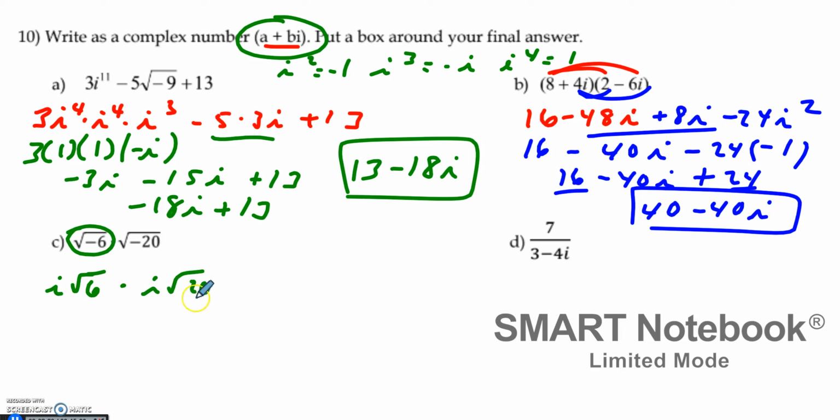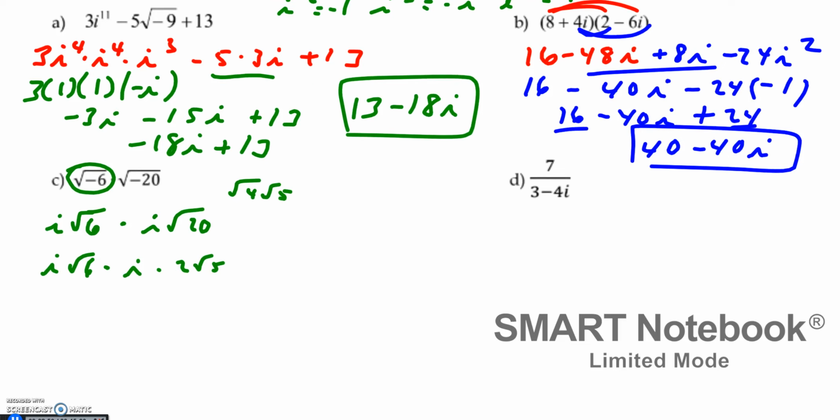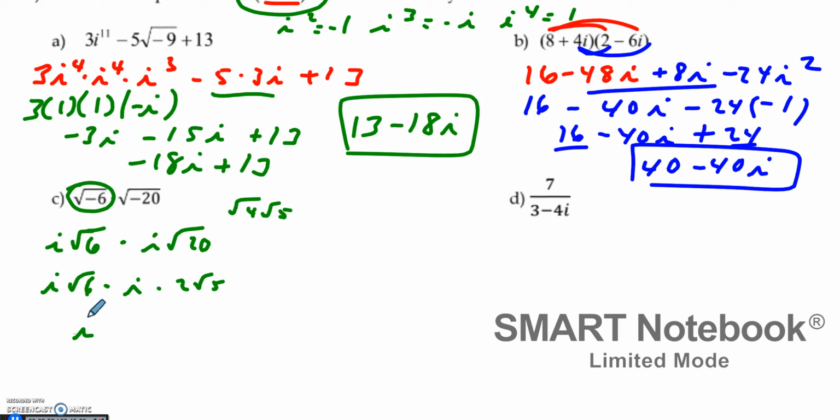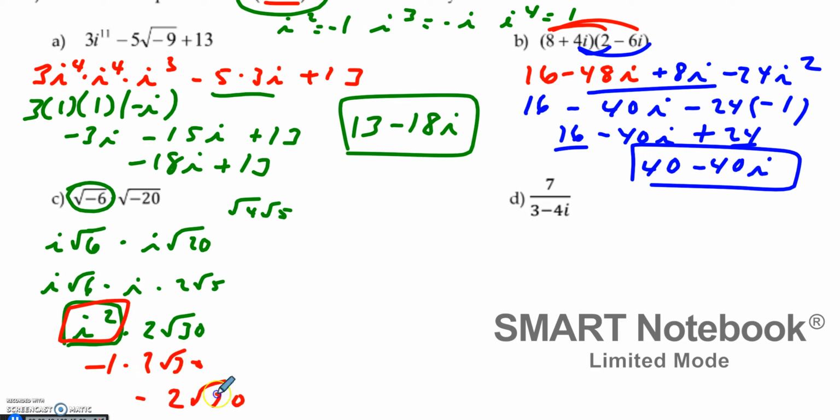Now root 20 can split. So we have i root 6 times i times the 20 is really root 4 and root 5. So this is really 2 root 5. So if we keep multiplying, i times i would get me i squared. Root 6 times 2 root 5 is really 2 root 30. Last but not least, i squared is really negative 1. So this is really negative 1 times 2 root 30, which is why the answer is negative 2 root 30. If you forgot to take the i's out at the beginning, your answer would have been positive, which would have been incorrect.